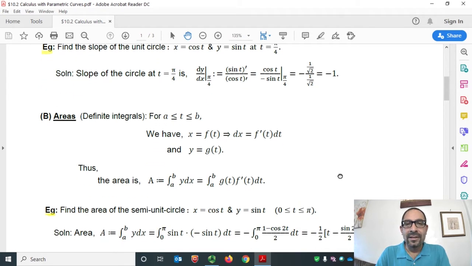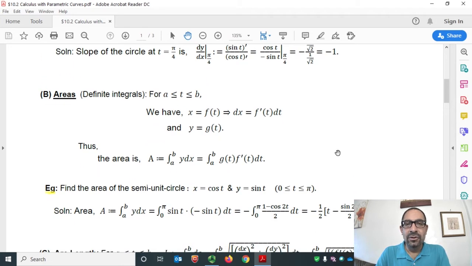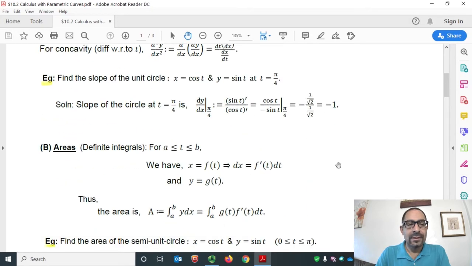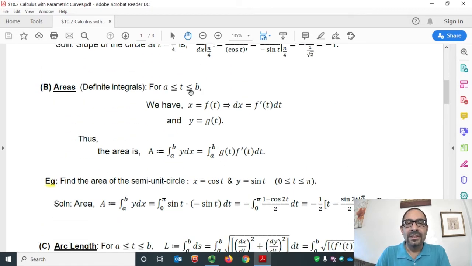Next, let's talk about finding the areas, meaning finding the definite integrals. Great. So for t between a and b, we have x equals f(t). So the derivative is dx equals f prime(t) dt. So just take the implicit derivative here. And we have y equals g(t). Thus the area is A equals the definite integral from a to b of y dx. This becomes the definite integral from a to b of y, which is g(t), with dx equal to f prime(t) dt. Great.